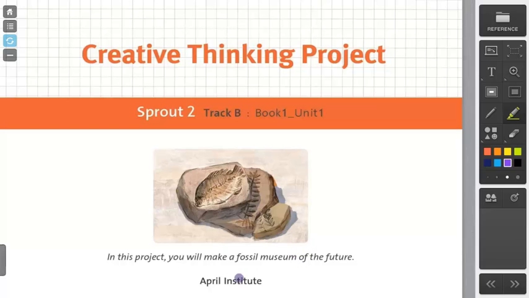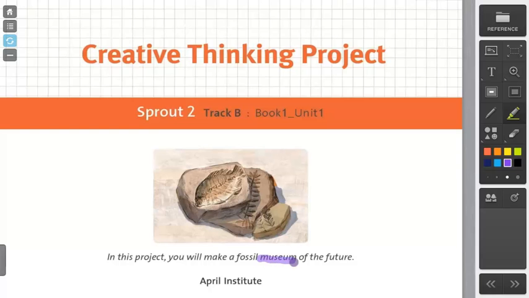So you can go ahead, read that with students. You can say, in this project, you will make a fossil museum of the future. And you can break that down with students by asking them, okay, what will we be making? They can respond with museum.